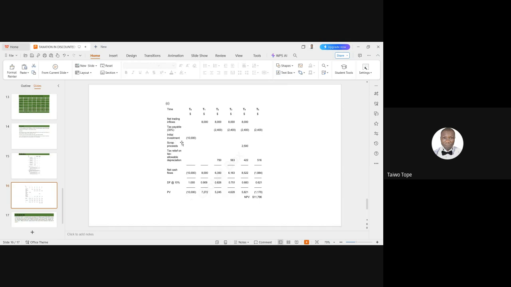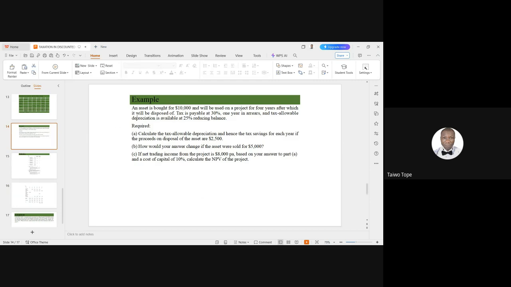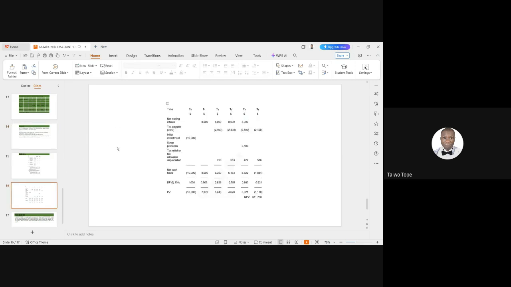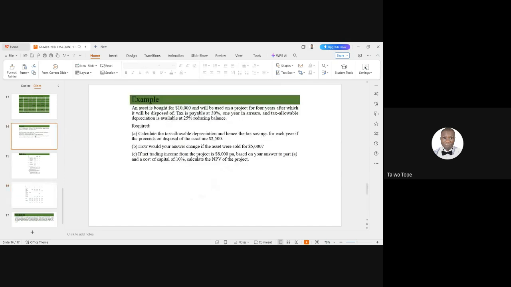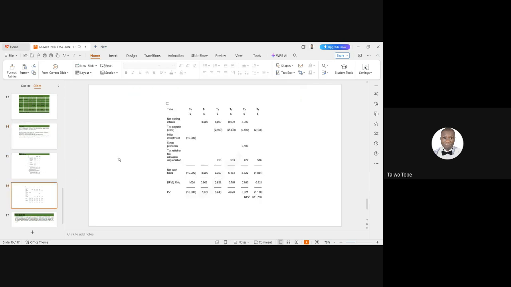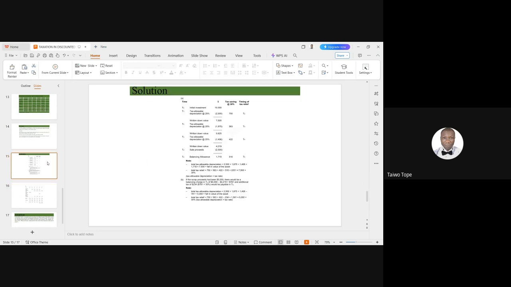Now, the initial investment value is 10,000. It's clearly given in the question. An asset is bought for 10,000, and also the scrap proceed at the end of the 4th year is what? We are still assuming using A now. Take note, using A. So it's 2,500. That is the scrap value at the end of year 4. The tax relief on tax allowable depreciation as computed: 750, 563, 422, 516. Yes, you can see that here, tax relief.